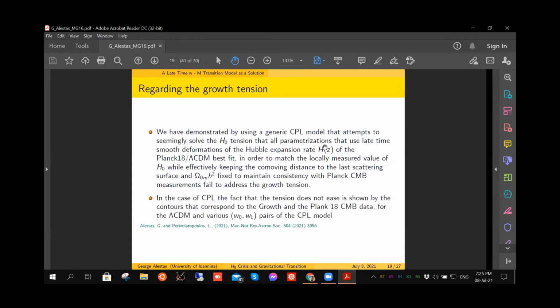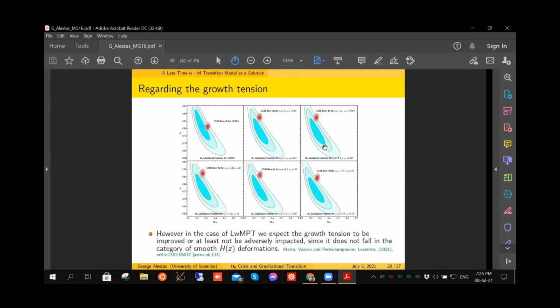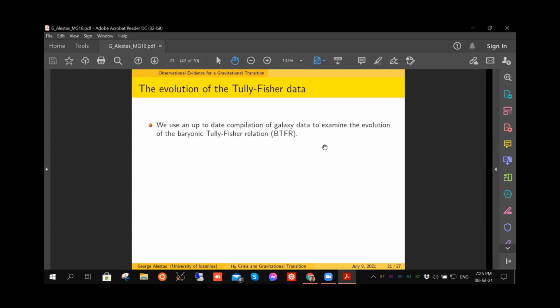In the case of the CPL model, this is shown by these contours, where we can see that for the growth and CMB dataset, the tension remains for various values of the CPL parameters. However, in the case of the LWMPT model, we would expect that the growth tension would be improved, or at least not adversely impacted, since it does not fall in the category of smooth H(z) deformations.